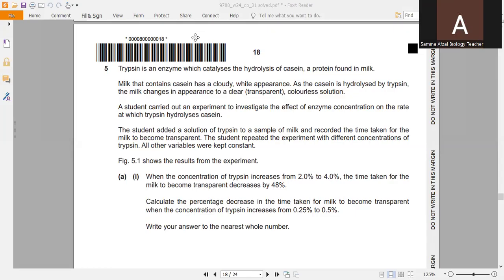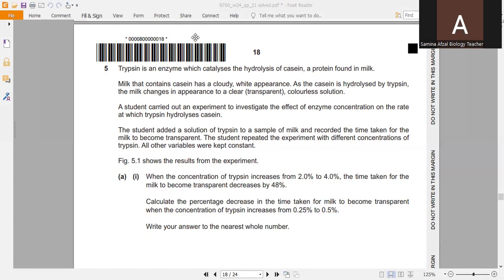A student carried out an experiment to investigate the effect of enzyme concentration on the rate at which trypsin hydrolyzes casein. The student added a solution of trypsin to a sample of milk and recorded the time taken for the milk to become transparent. The student repeated the experiment with different concentrations of trypsin. All other variables were kept constant.